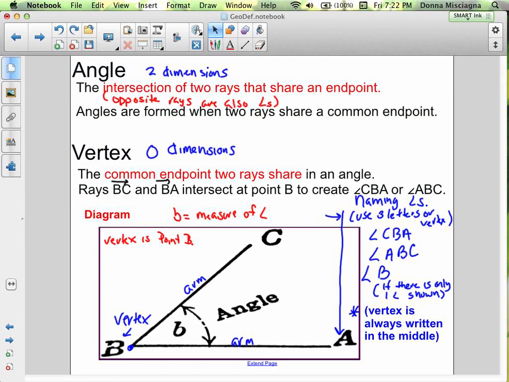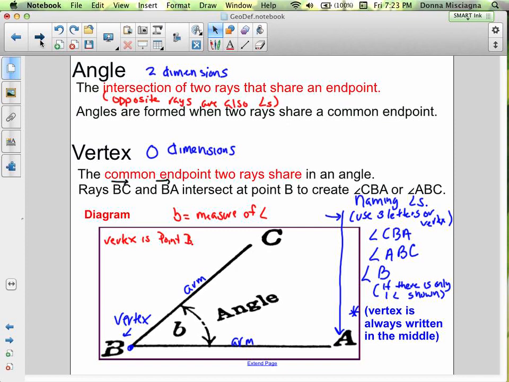When we name an angle, the vertex is always written in the middle. Make sure you add that to naming. Right? So you want all of that by naming. And that will cover angle and vertex. Okay. And the vertex, of course, is just a point. And it's a point where the 2 rays intersect.